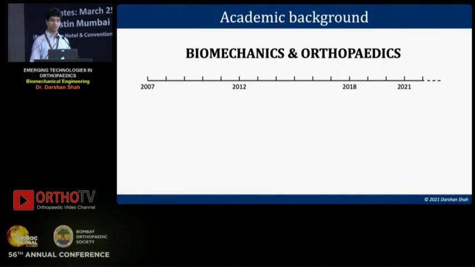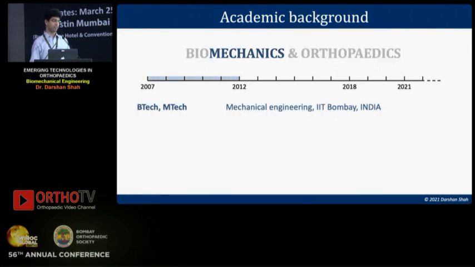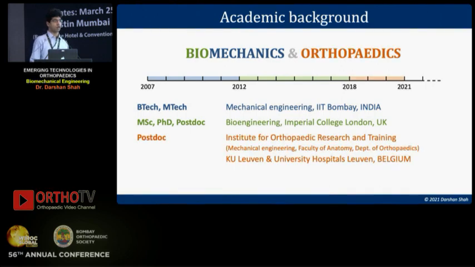I specialize in biomechanics and orthopedics, and I started my journey as a mechanical engineer from IIT Bombay. But I soon did a doctorate, a PhD in bioengineering from Imperial College. And most recently, I worked as a biomechanist at the University Hospital in Leuven, Belgium, at the Institute for Orthopedic Research and Training, which was affiliated to the Faculty of Anatomy, the Division of Orthopedics, and the Engineering faculty of the university. So I was doing translational orthopedic research. And now I'm a faculty at IIT Bombay, once again pursuing translational research in orthopedic biomechanics.